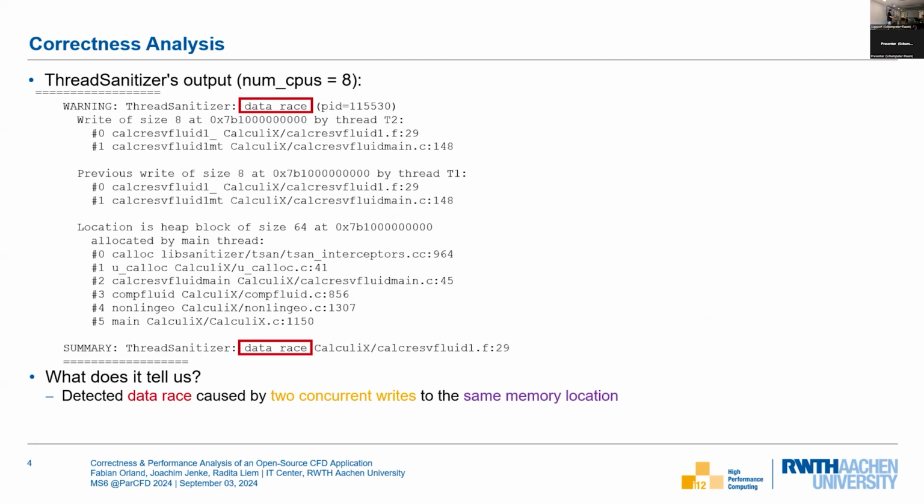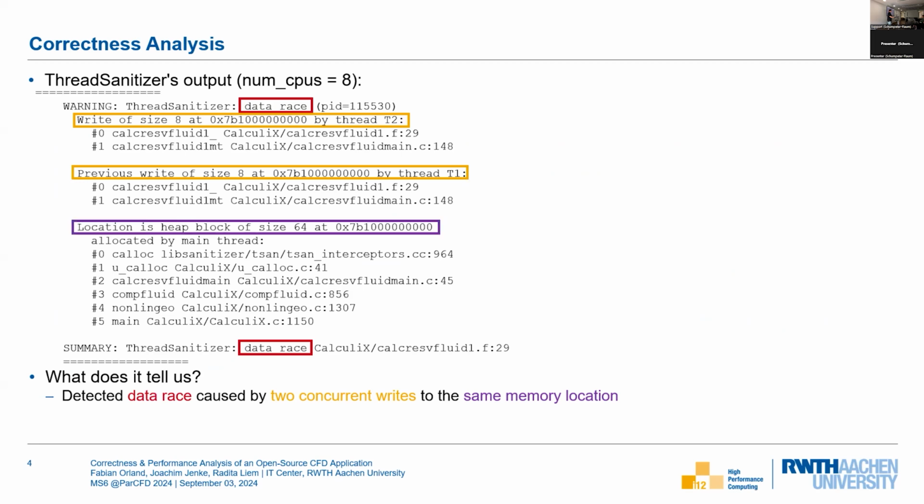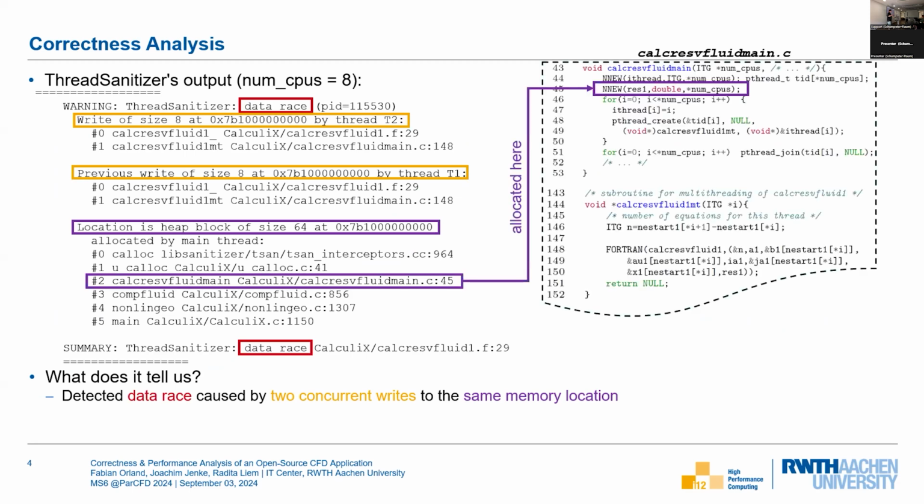But thread sanitizer, as you can see, has much more information in it. First of all, it can tell you, okay, these are the 2 concurrent writes. One was performed by thread 2, the other one was performed by thread 1. And in terms of the memory location, it knows it was a location of size 64 bytes. In this case, it knows the address. And also it has, as you can see below, the whole stack trace of where this block was allocated.